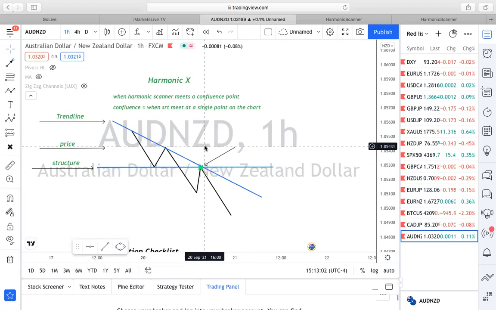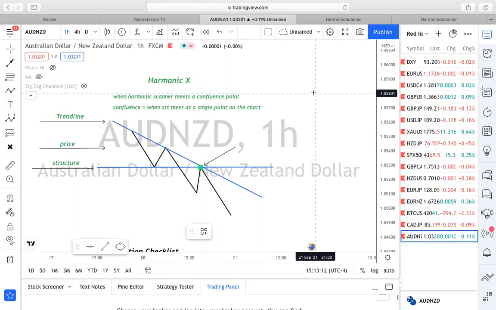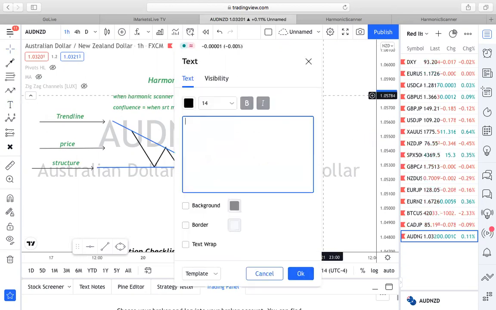So check this out. Confluence is when SRT meets at a single point on the chart. Now, everybody may be asking me, okay, what exactly is SRT? I got you right here. Support, resistance, trend line.